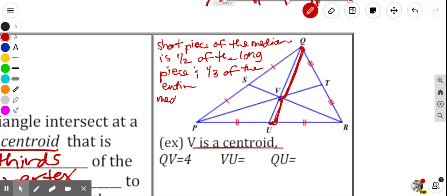So that should help. I'll show you the easy way to solve these problems. So let's first start with this first example. It says QV is 4. So QV is here, so that's 4.